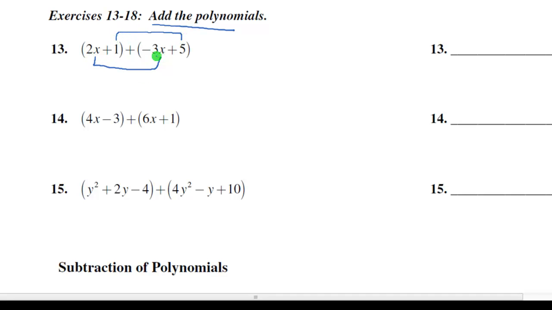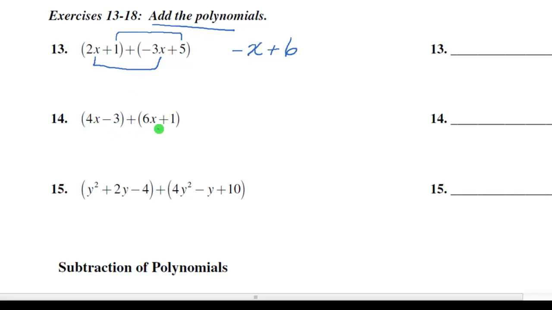A positive 2 added to a negative 3 is a negative 1x. So we write just negative x. That 1 is understood to be there, so we don't really write it in. And then the positive 1 and the positive 5 added together give us a positive 6. So negative x plus 6 is the sum of those two binomials.